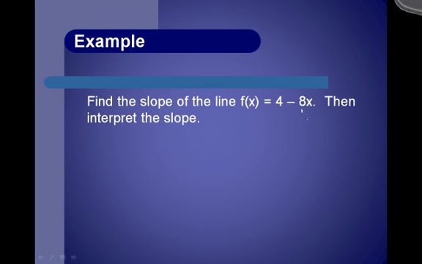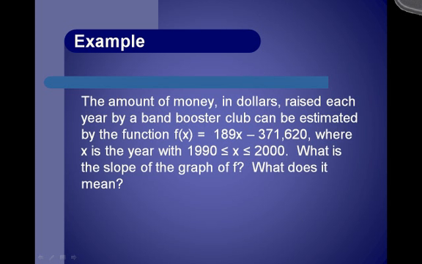Well, again, the slope is the number in front of the x value, so for this problem the slope is negative 8. And what that means is, if you write this negative 8 as a fraction, we would get negative 8 over 1, which means for every change of y of negative 8, the x value changes 1. Or we can say for every change of 1 in the x value, the y value changes negative 8.